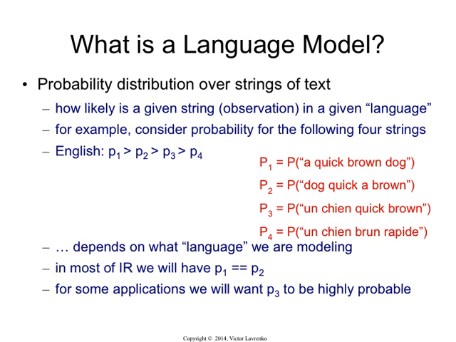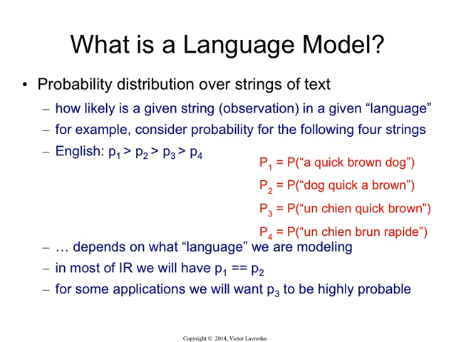String 2, dog, quick, a brown, is all English words, but it's not very grammatical, so you would expect a lower probability for that. String 3 is half French, but it does have some English words, so you would expect some probability of that occurring in English, and something like string 4 you would not expect to see in English a lot. So you would expect the probability for string 1 to be greater than 2, 3, and 4.